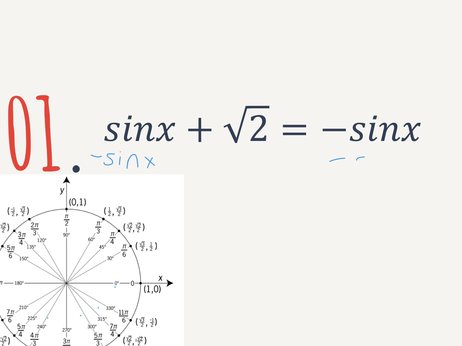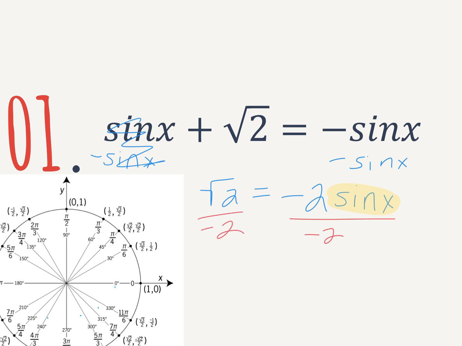Am I allowed to do that? Yes, we're thinking algebraically. So on the left-hand side, I have the square root of 2. And on the right-hand side, I have what? Negative 2 sine x's. Perfect. Now we're trying to isolate your trig function. Your trig function is right here, sine of x. So what would I do to both sides now? I'm going to divide by what? Negative 2. So I'm going to divide by negative 2.